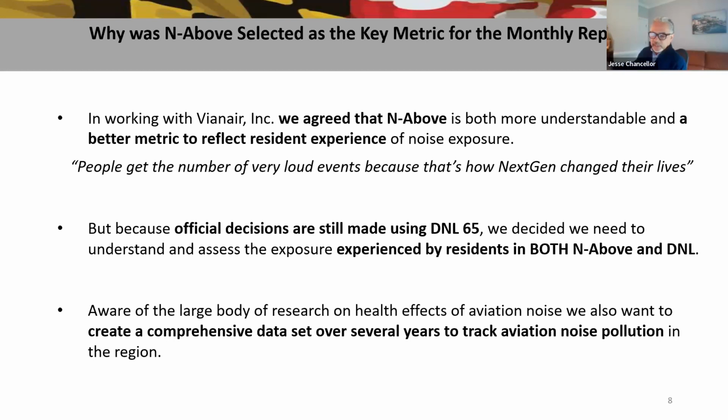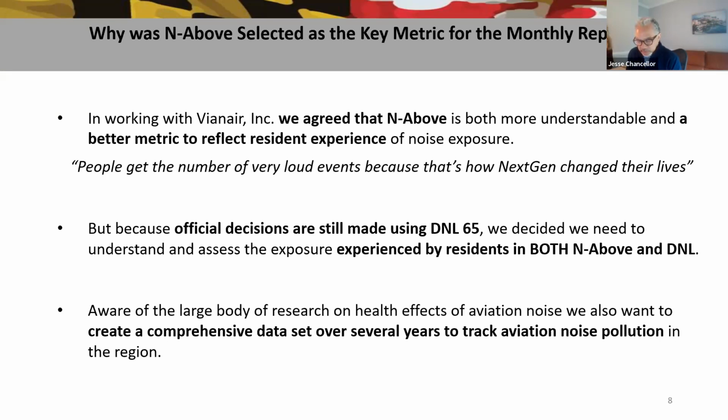So in working with Van Air, we agreed the N above is both more understandable and a better metric to reflect what people are experiencing. It really is what people get. It reflects how NextGen changed their lives. But we also use DNL because that's still how the FAA makes decisions. So we have to use both in order to be able to make apples to apples comparisons with their analysis.